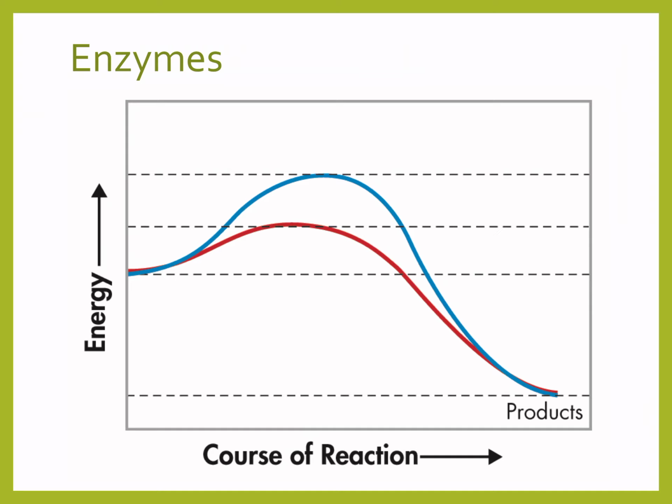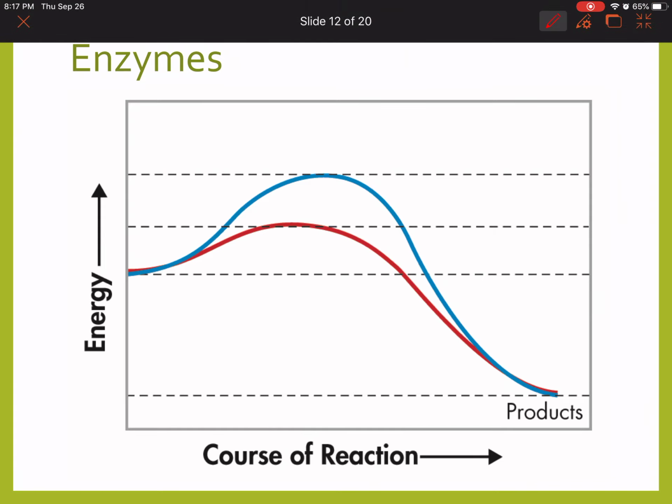Now this picture should look familiar if you've looked at your review. Some people have already asked me about it. And it shows how an enzyme works. You know I like pictures. So the blue line represents no enzyme or without enzyme. So it is the normal reaction.